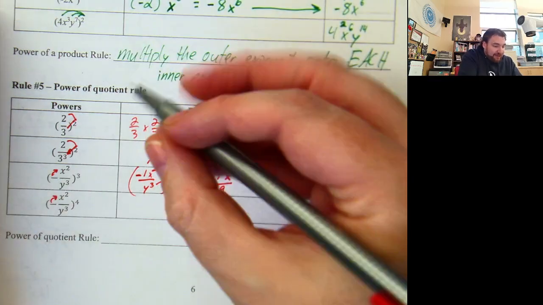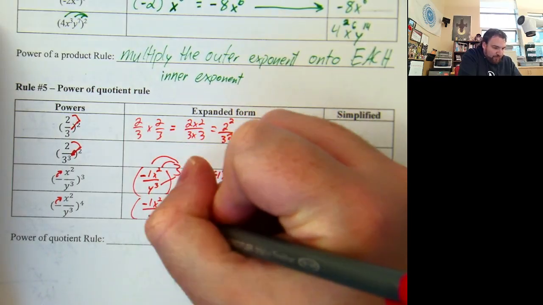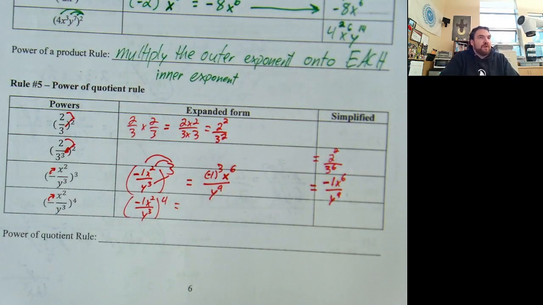Same thing's going to happen down here. I'm going to have -1 in the numerator, x squared over y cubed, all to the 4. How should this one behave? Someone other than Dea.